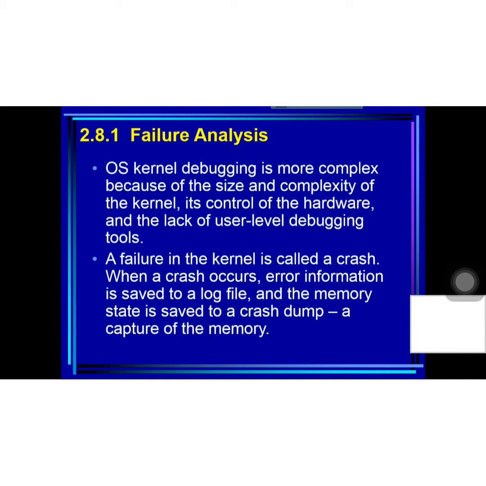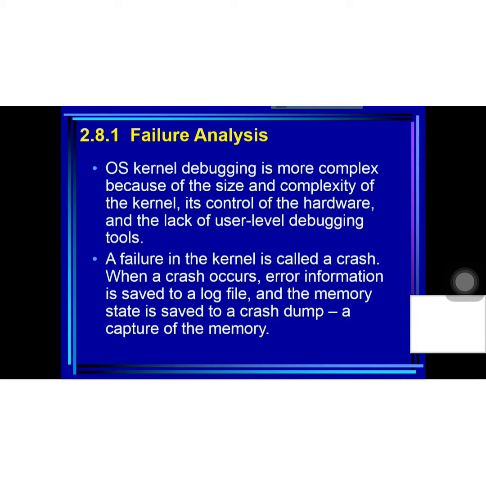The first section, failure analysis. If a process fails, most operating systems write the error information to a log file to alert system operators or users that the problem occurred. The operating system can also take a core dump, a capture of the memory of the process, and store it in a file for later analysis. Memory was referred to as the core in the early days of computing.